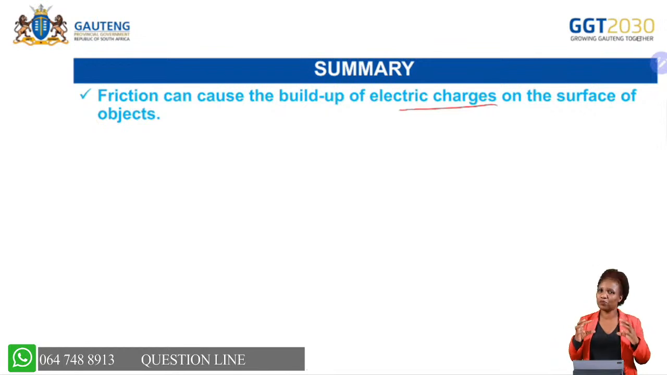Why? It is because these are unlike charges. The hair is negatively charged and your comb is positively charged. All right, these are unlike charges. Therefore, unlike charges attract. They will be attracting.